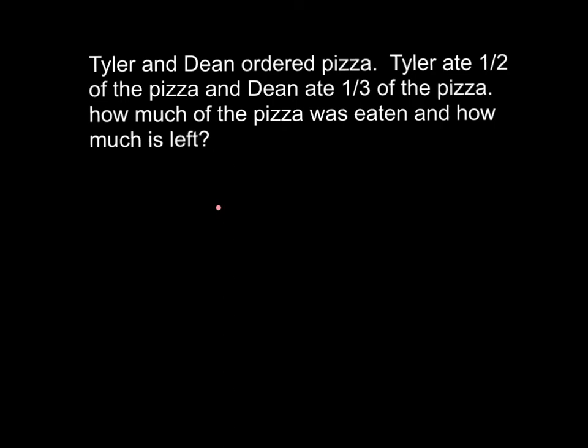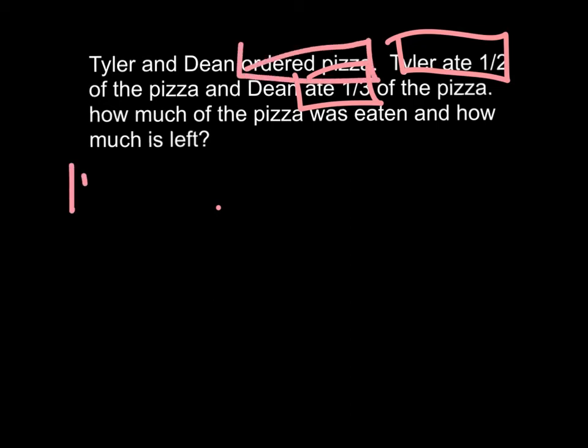All right, let's try this again. We've got Tyler and Dean who ordered a pizza. Tyler ate 1/2 of the pizza, and Dean ate 1/3 of the pizza. So this is going to be important information. How much of the pizza was eaten and how much is left? So we know they ordered 1 pizza, right? So it's almost like we have 1 whole to start with, right?